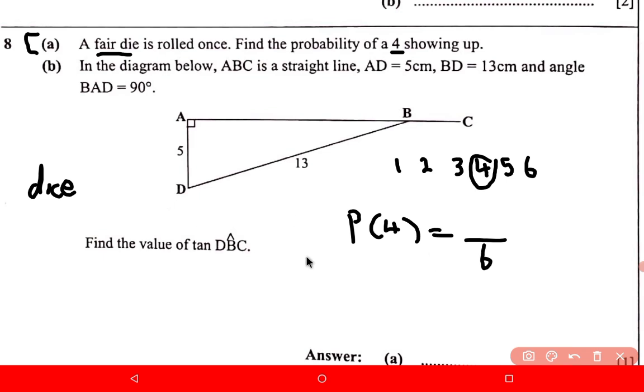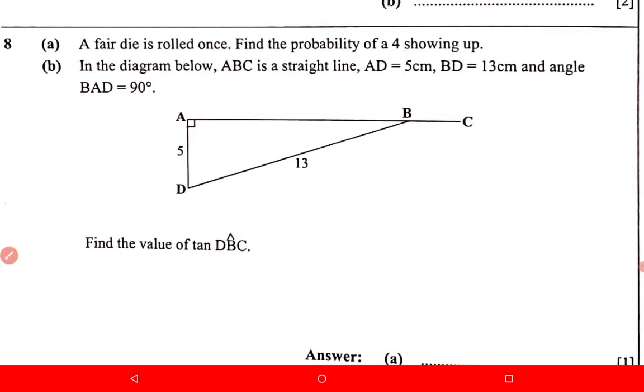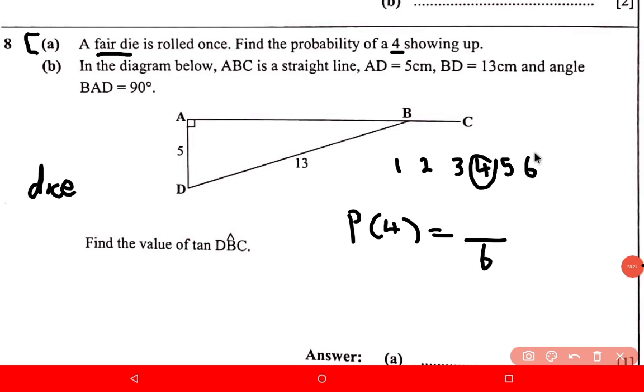Okay, since they all have an equal chance, they have a fair chance, so this will just be 1 out of 6, because it's being rolled once. You might get any of these. So 1 over 6, and that is the answer.